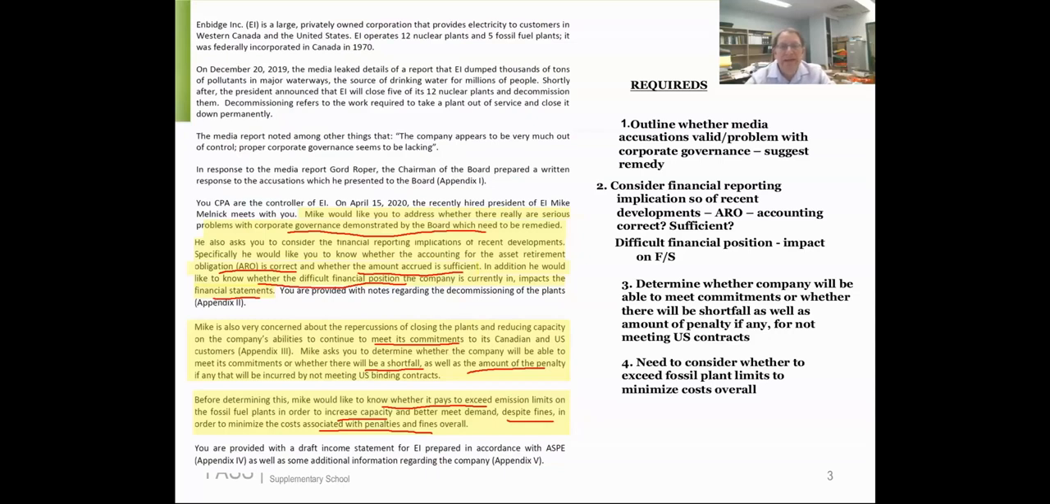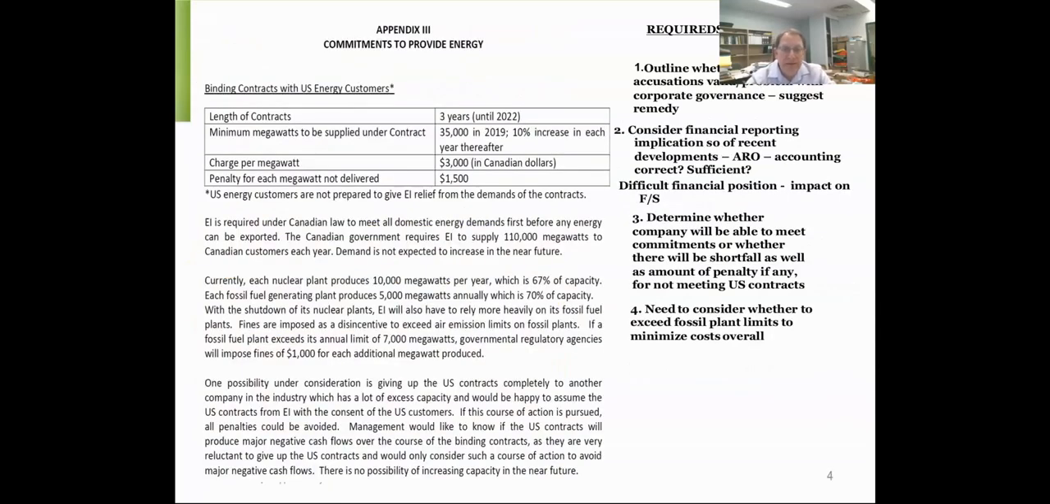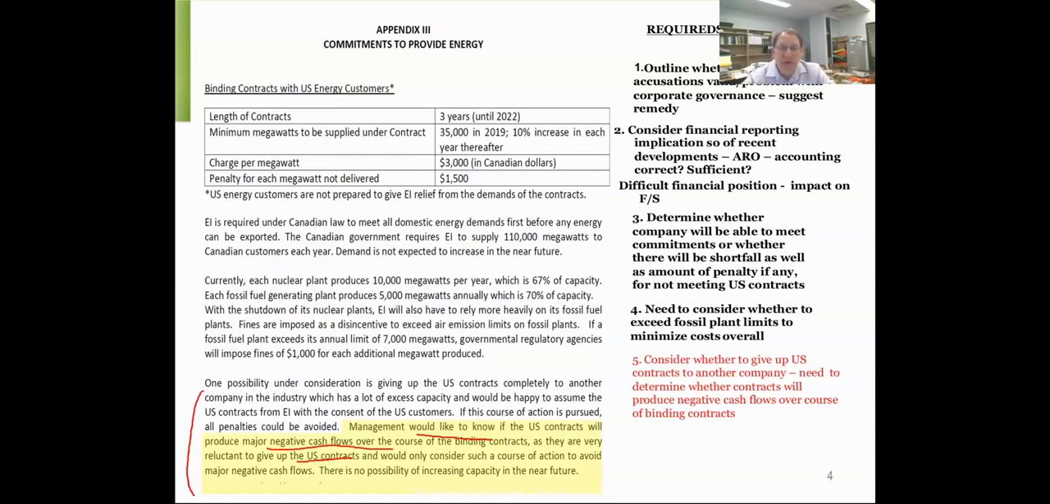All right, now that's our first page, but in the appendices, in appendix number 3, did people see another required here? Look at the highlighted at the bottom. Management would like to know, here comes the required, if the U.S. contracts produce major negative cash flows, as they're very reluctant, they don't want to give them up. And they would only consider giving them up if they had major negative cash flows. Okay. So we add that. I put it in red, as I'm showing you. It came from an appendix. Remember, we said you're going to get most of them in the body before you get to the appendix, but you can still get something from an appendix.